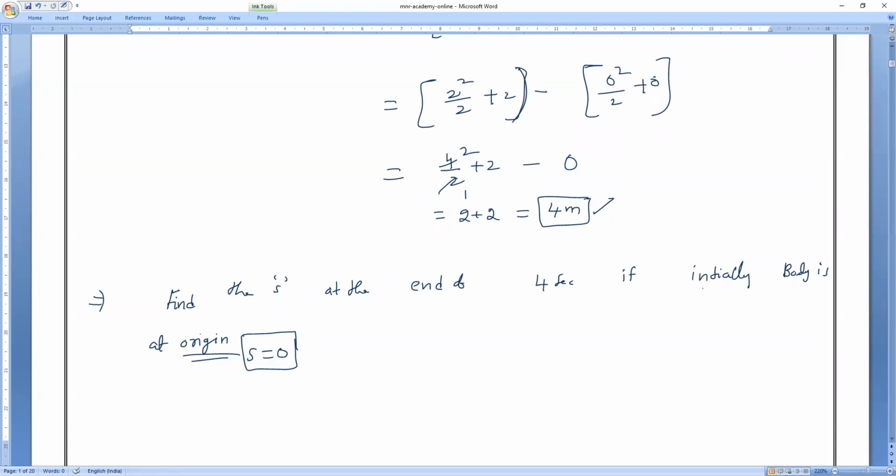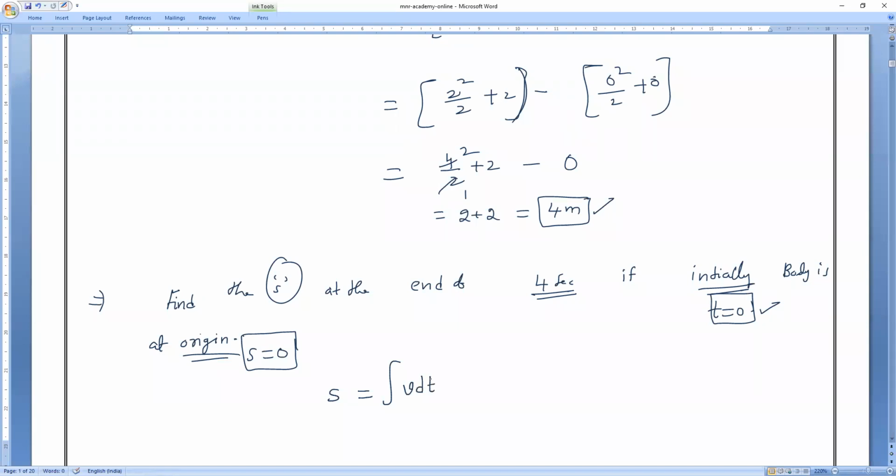And initially means time is equal to what? Time is 0. So now they're asking, find the displacement at the end of 4 seconds. If initially the body is at origin, it means the initial time is zero and displacement is zero. Then if I apply the function, S is equal to, it's not integration, that is a confusion. So be careful. S is equal to the integration of V dt.